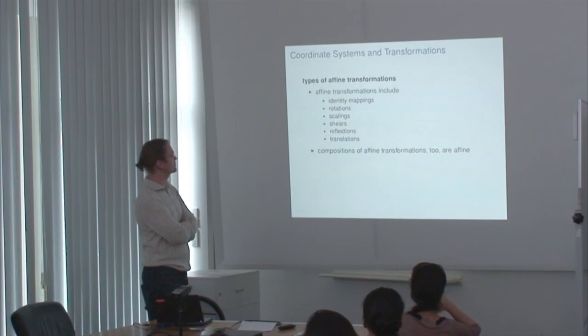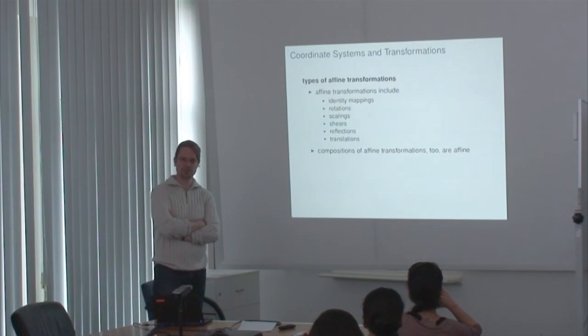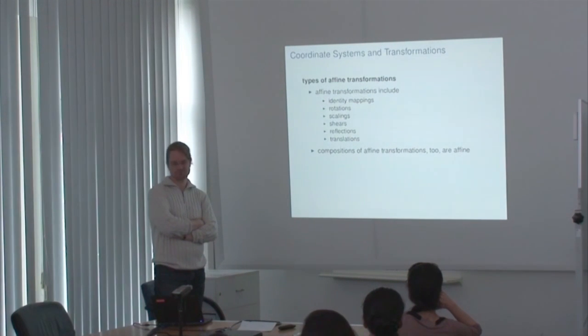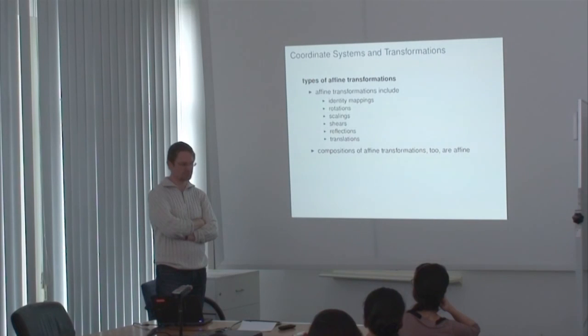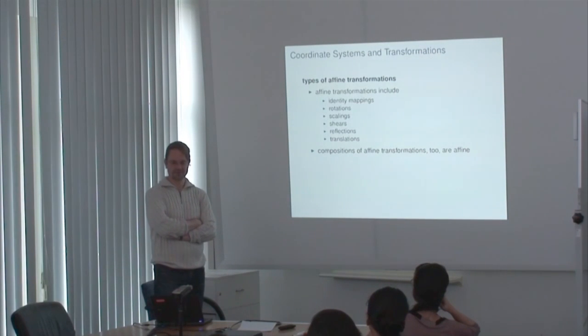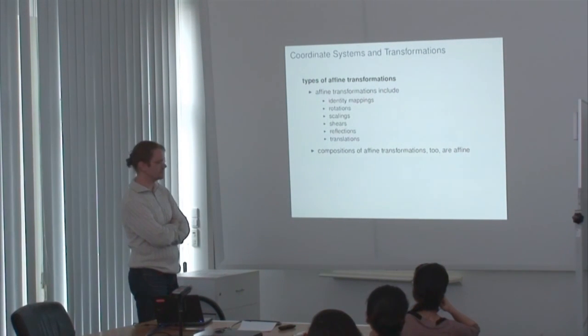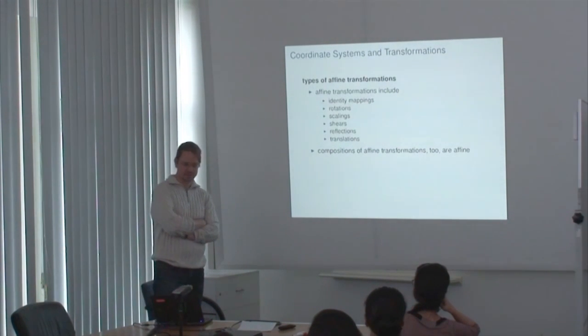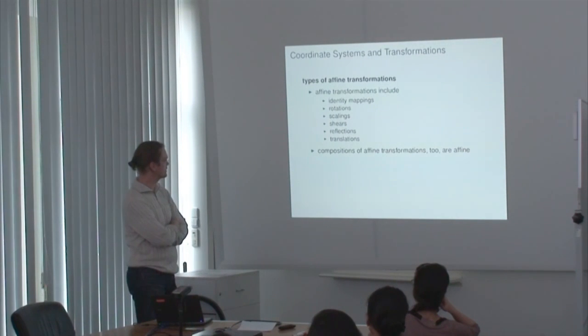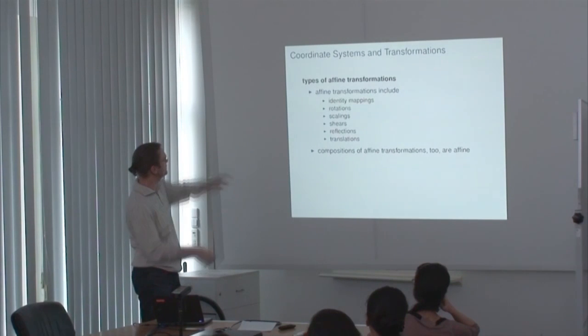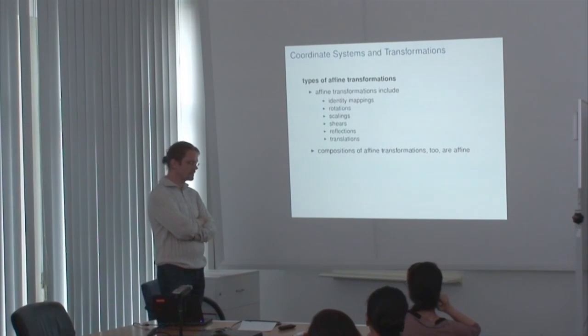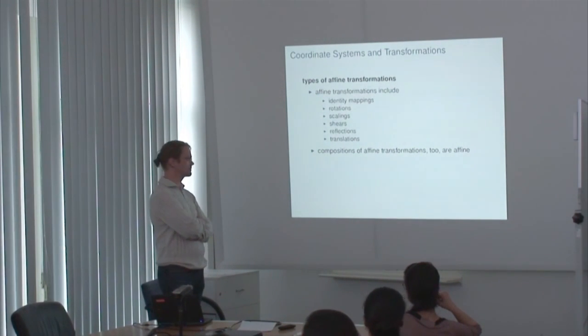Examples of affine transformations are identity mappings, that is doing nothing. This is always the most popular transformation in mathematics. We have something, we want to do something, we don't do anything with it, and it's a transformation. Doing nothing is called an identity transformation. Affine transformations include rotations, scaling, shear, reflection, and translations. And any combination of these elementary transformations is another affine transformation.